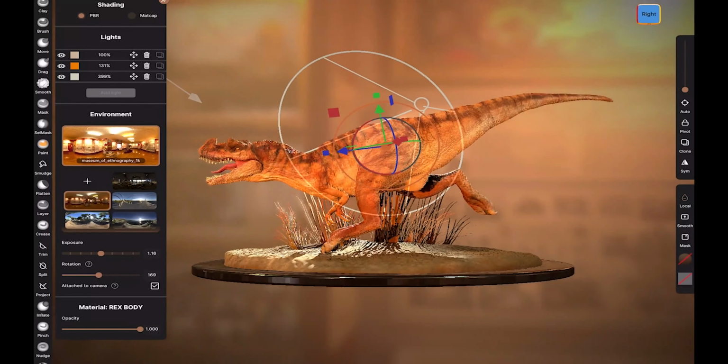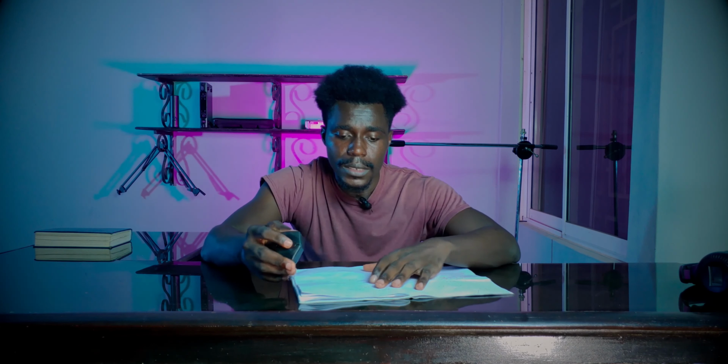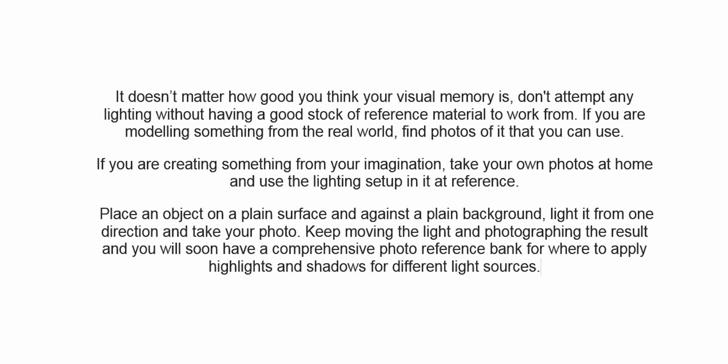Now, my last words would have to do with reference. This was written to me by Felix, a very good friend of mine who is into cinematography and commercials, and I read, "It doesn't matter how good you think your visual memory is. Don't attempt any lighting without having a good stock of reference material to work from. If you are modeling something from the real world, find photos you can use as reference."